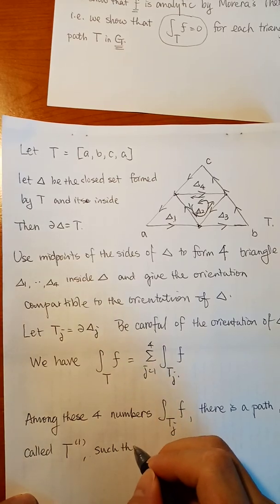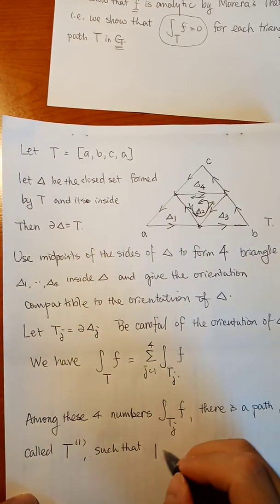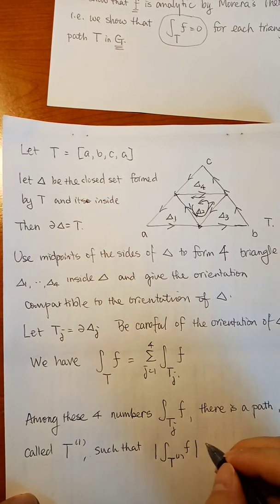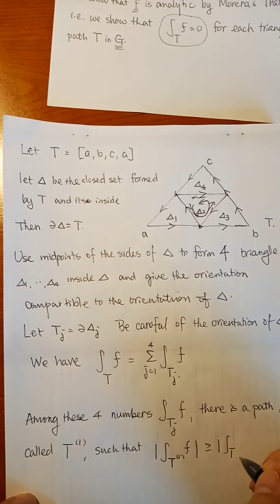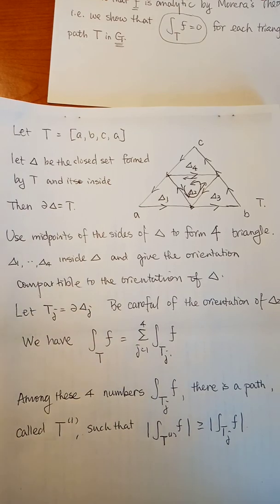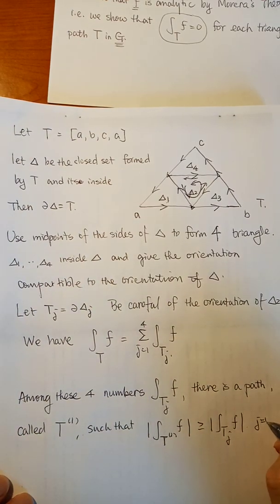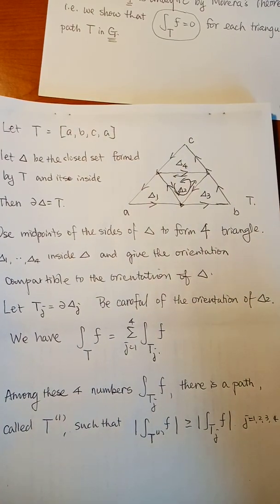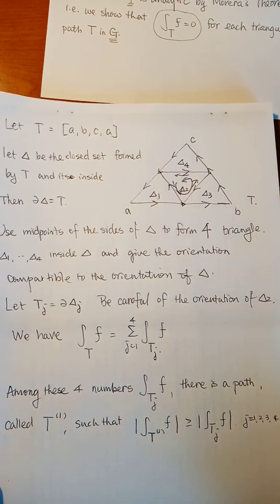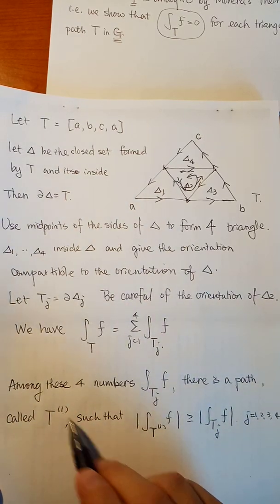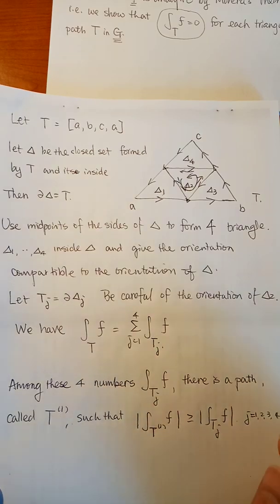such that the absolute value is greater than or equal to the others, is the largest absolute value. Among 4 numbers, of course, you can find a greatest number. Right? Okay, then because we don't know what index it has, we just call it T super 1.